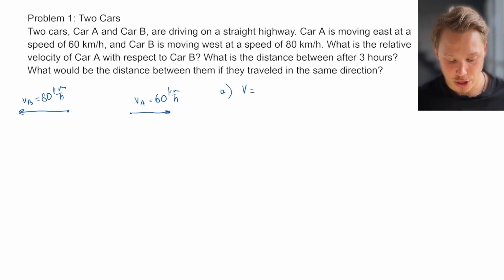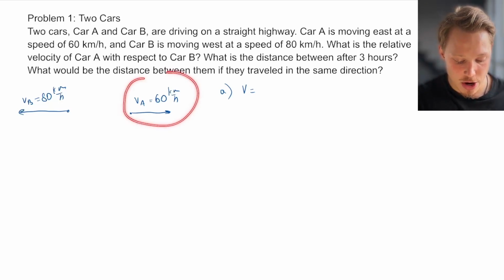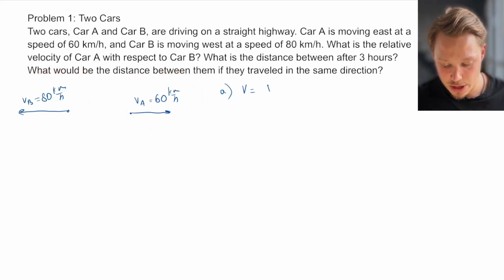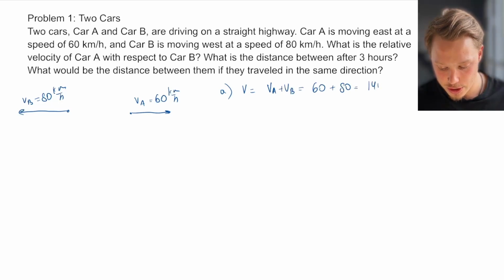So I want you to think, do we add the two velocities here or do we subtract them? If you remember from the previous page, if they're moving in opposite directions, we're going to add these two velocities together, VA plus VB. 60 plus 80 is going to be 140 kilometers an hour.